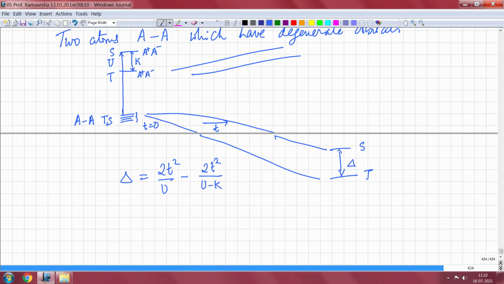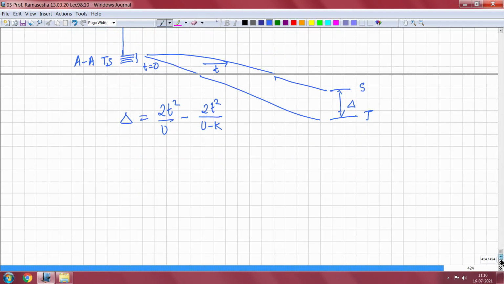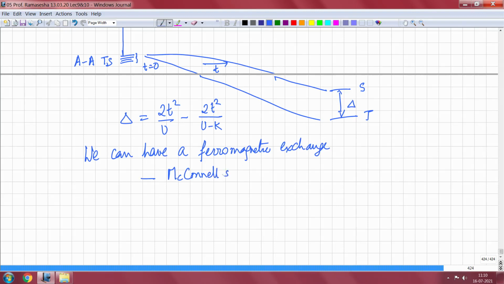And of course this is a very crude way of putting it, so we can have a ferromagnetic exchange in this case. And this was actually proposed by McConnell in the context of organic systems, McConnell's mechanism.